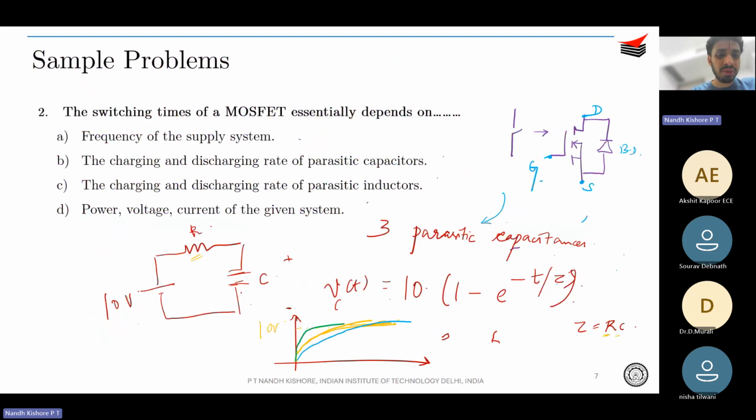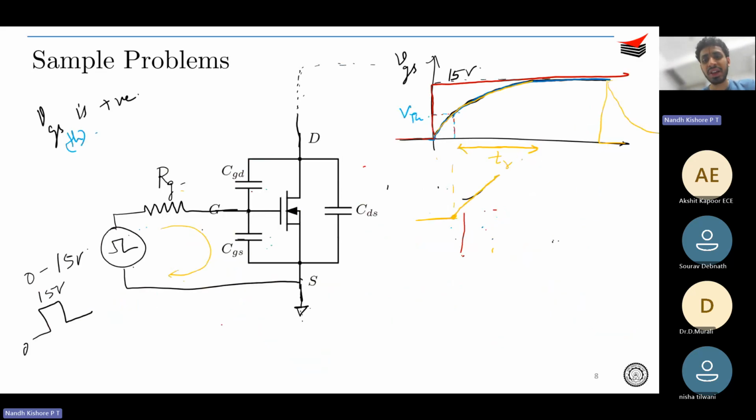the switching time of a MOSFET essentially depends on the charging and discharging rate of the parasitic capacitors. I think you would have gone through a detailed explanation of what happens during the switching period in the lecture slides as well. But just for you guys to remember, there are these three parasitic capacitances, and hence, when you have an external RG, you cannot instantaneously, obviously, charge up the CGS. It takes a finite amount of time to charge up. And of course, there will be a current that flows over here, which will gradually decay to 0. Okay.